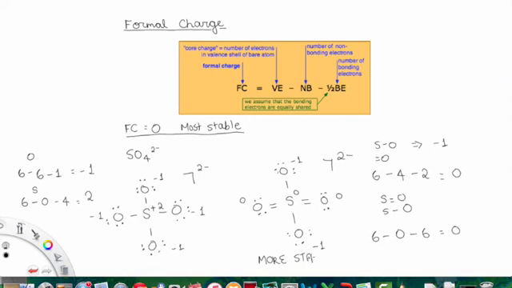So if the question asked you, which is the more likely structure, you would choose this one. So I'm going to draw a squiggly line around it to indicate that this is the more likely structure due to the formal charge that it experiences.